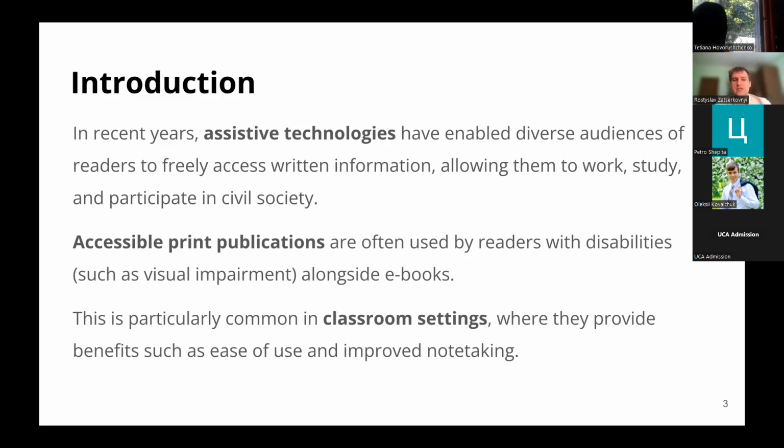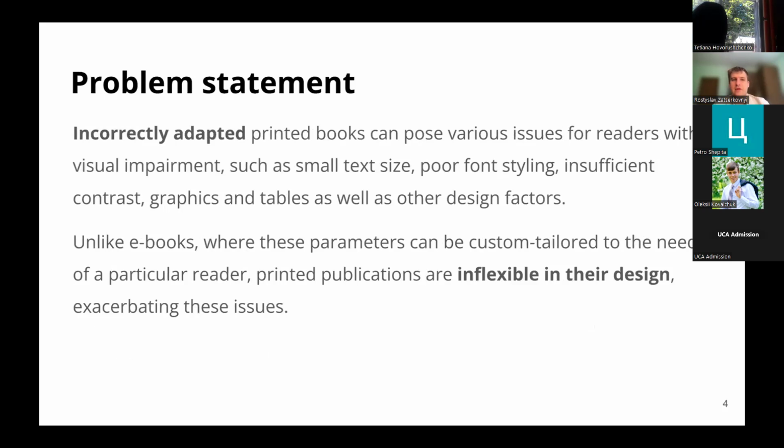So by providing access to appropriately adapted books, educational institutions, as well as independent organizations, can make sure that visually impaired people can succeed in their work or studies. Of course, incorrectly adapted printed books, of which there are many, can pose various issues for readers with visual impairment.